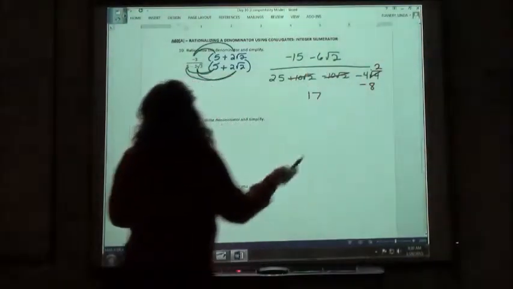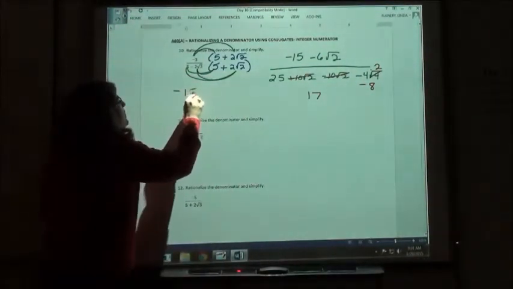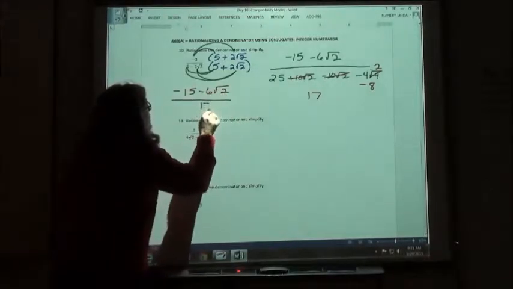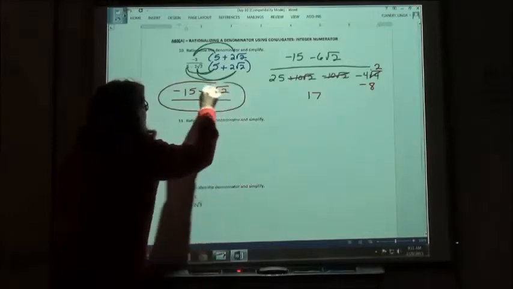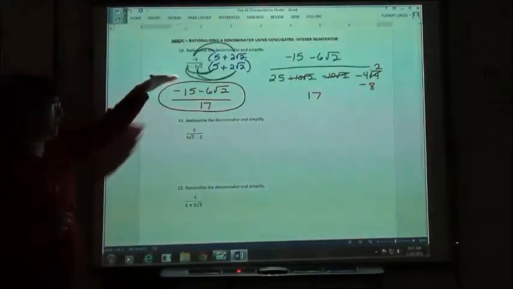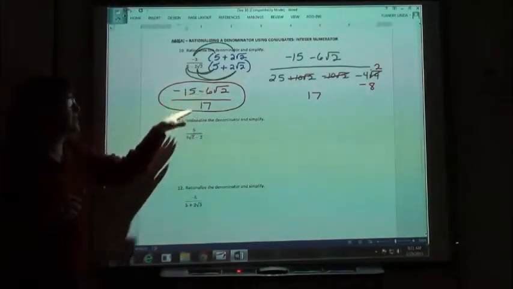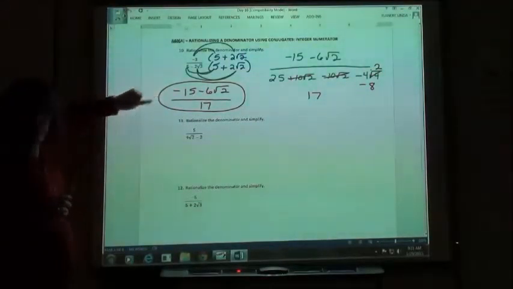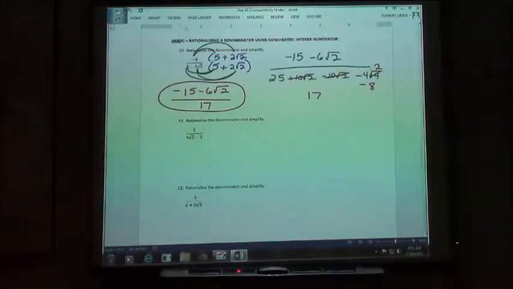So our answer is that we have negative 15 minus 6 square root of 2 all over 17. And again on this one, you want to hit the fraction thing first and type the top separately from the bottom, because you want this negative up with the 15, not in front of the fraction. So you have to type them in separately.